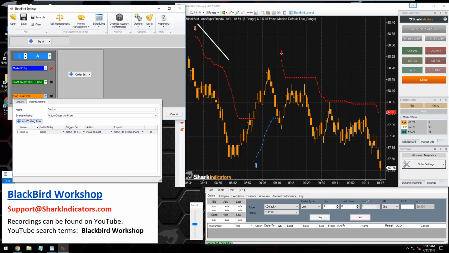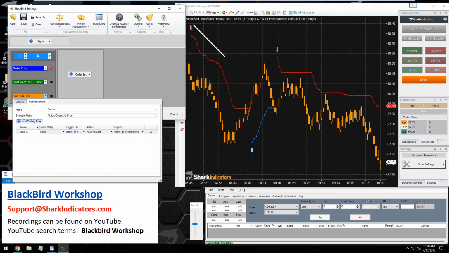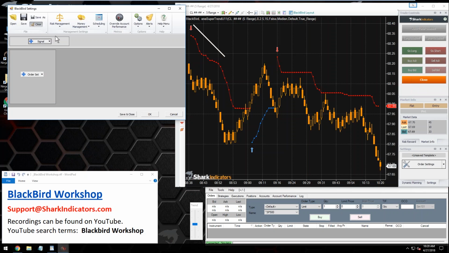Okay, so actually he wants the initial stop, the initial placement of the stop loss, to be on the swing. Okay. I think I've gathered all the pieces here from the question. All right, so let's start from scratch. We're going to start from scratch here. So, all right, clear it out.